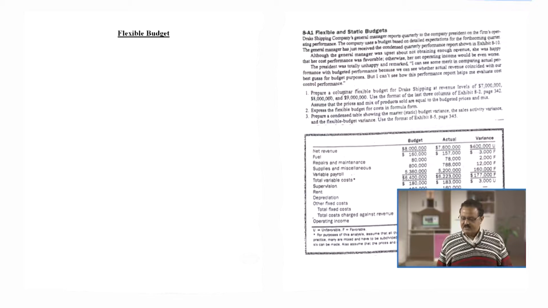So we prepared that statement, and then we tried to find out what should be the level of performance at these three levels of revenue, that is 7, 8 and 9 million dollars. And then we had to prepare the summary statement or the variance analysis, and we calculated the variances. One part of the variance analysis we did, we found two types of variances. One variance was the sales activity variance, and the second one was the flexible budget variance.